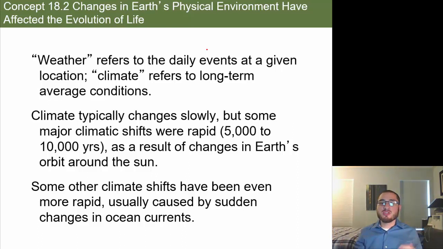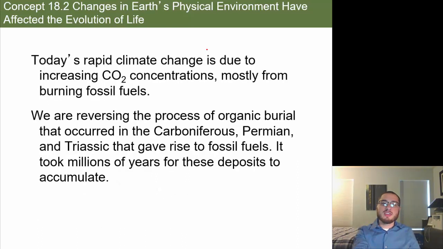Climate typically changes slowly, but some major climatic shifts were rapid, taking only about 5,000 years, and resulted from changes in Earth's orbit around the sun, how Earth was positioned relative to the sun. That is going to rapidly change the climate of the Earth itself. Some other climate shifts have been even more rapid, usually caused by sudden changes in the ocean currents. Today's rapid climate change is due to burning fossil fuels, increasing carbon dioxide concentrations within the atmosphere.